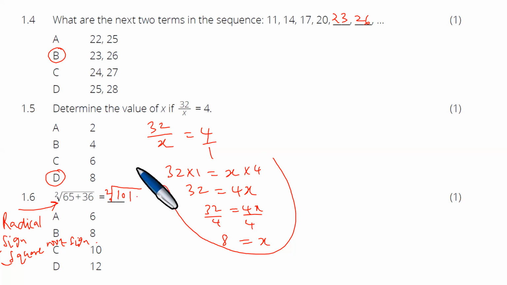Okay, so the square root of 101, you need to use a calculator for this one, is approximately 10.0498756. So it's approximately what? 10. You round it off to the nearest tens. So it's approximately 10.